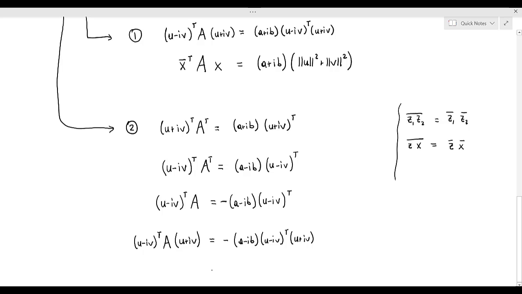So let's see what happens when I do that. On the left, I have this x conjugate transpose Ax again. And here on the right, I have negative a minus ib, and then this stuff, just like up here. Okay, so it all multiplies out to be the norm of u squared plus the norm of v squared.